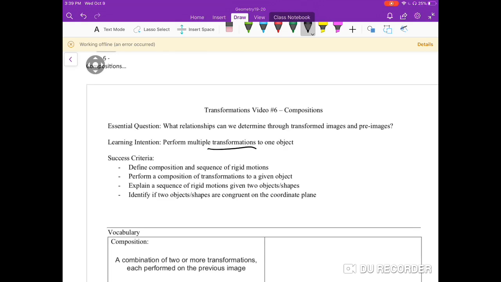By the end of this video, you should be able to define a composition and a sequence of rigid motions, perform a composition of transformations, explain the sequence of rigid motions given two objects or shapes, and identify if two objects or shapes are congruent on the coordinate plane. This is really what the Regents questions look like. This is where they all come from, and this is the topic that's going to be really important. It includes all of videos 3, 4, and 5 mixed into one here, and I'm going to show you how this works.